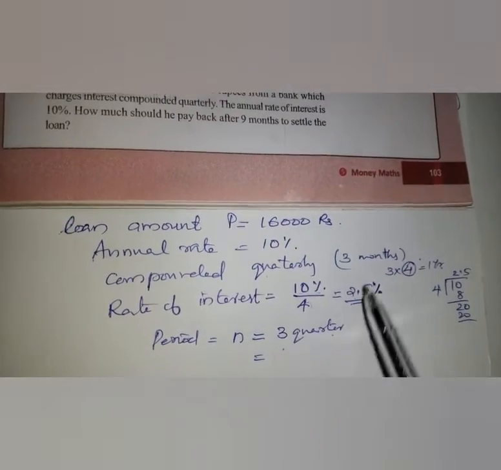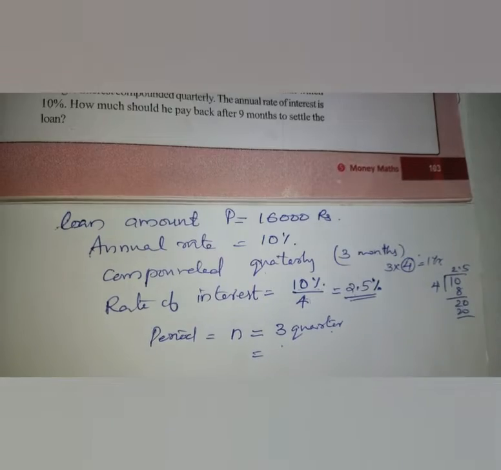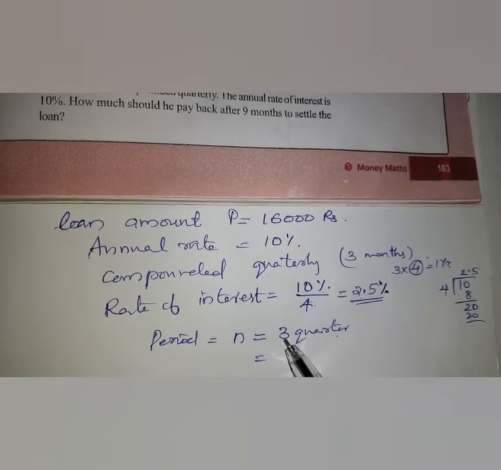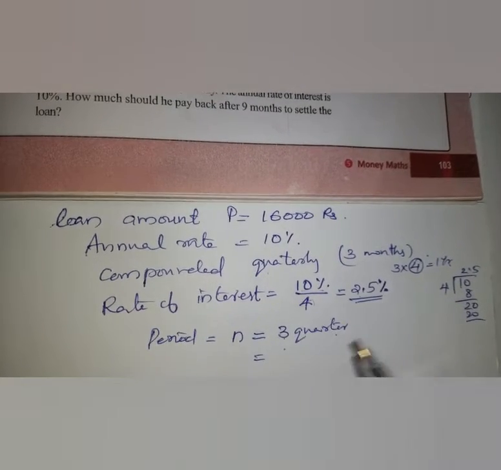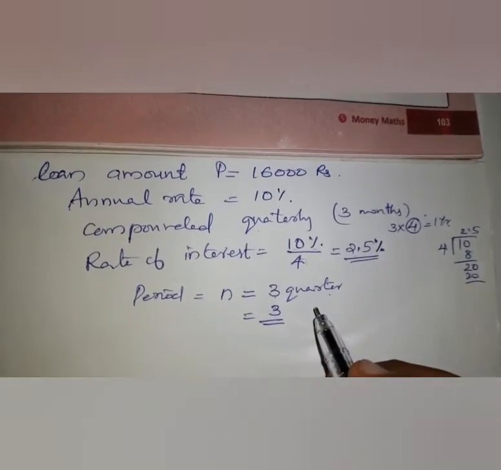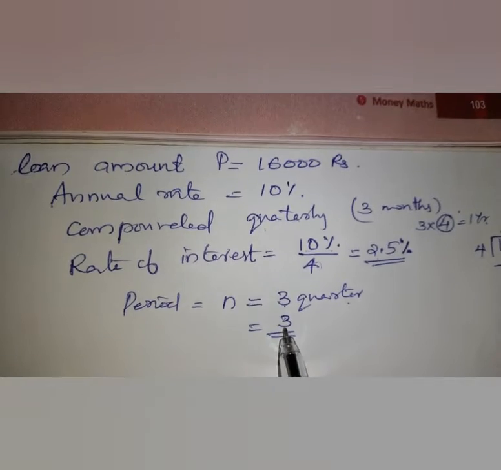Why is it 3 quarters? Because the loan is settled by 9 months. So 1 quarter is 3 months, and it is completed. That means there are only 3 quarters. Now there should be 4 quarters, but N should be 3 itself, because in 9 months the loan is completed. That's why N is 3, not 4.